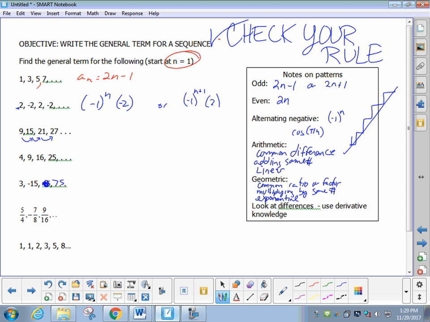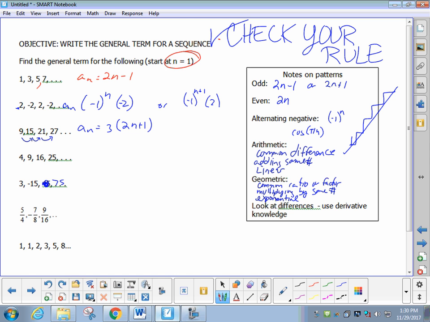Common factor or difference? Difference. Common difference. You're always adding 6. Okay? So, give me a rule. 3 times 2n plus 1. 3 times the quantity 2n plus 1? Yes. Okay. Does that check? When n equals 1, I get 9, and it seems like it continues.